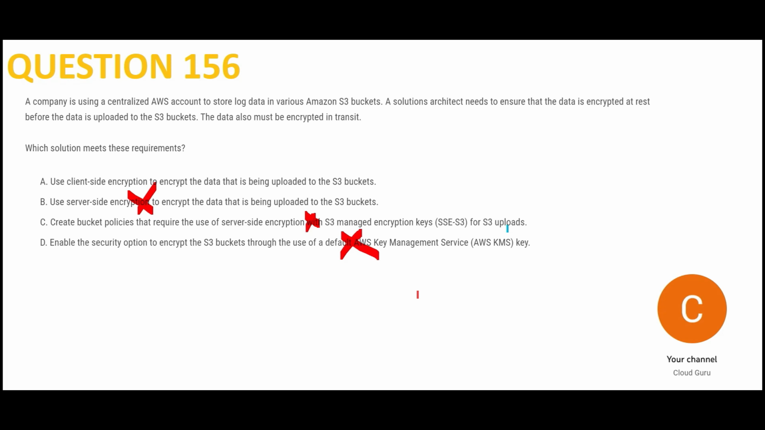We use KMS, but the encryption is not driven by KMS in this case. The retrieval is driven by KMS. So this is wrong. Option A is the right answer in this case because we will do a client-side encryption. Before entering the S3 bucket, it should already be encrypted and it should also be encrypted in transit. That means before it hits S3, it is already encrypted.